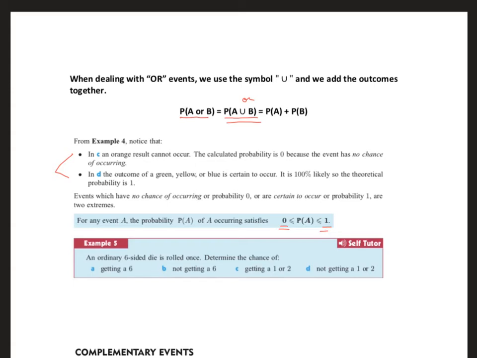It says an ordinary 6-sided die is rolled once. Determine the chance of getting a 6, not getting a 6, getting a 1 or 2, or not getting a 1 or 2. Remember, this is theoretical probability. We're just tossing it one time, and we're going to see what the probability is of occurring with this die. So go ahead, pause the video, think through these problems, see if you can make sense of some of the more tricky ones, especially B and D.